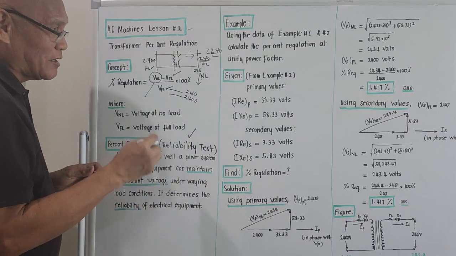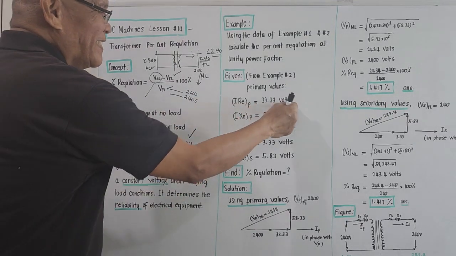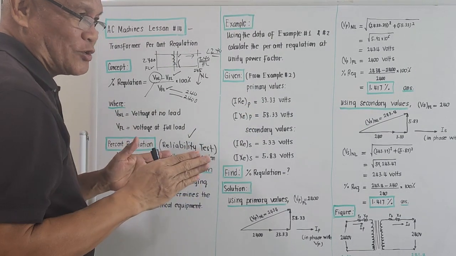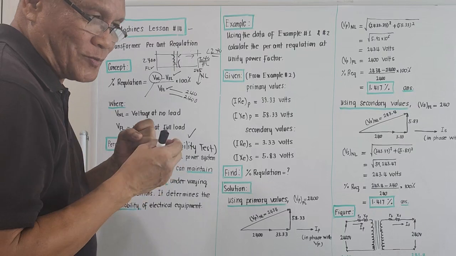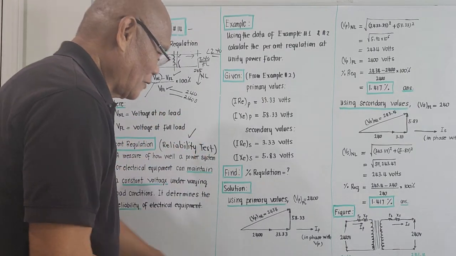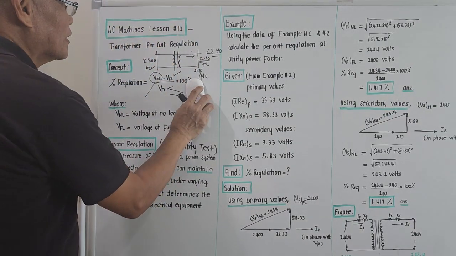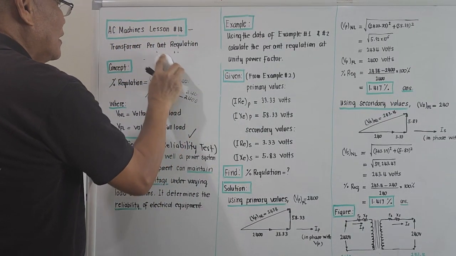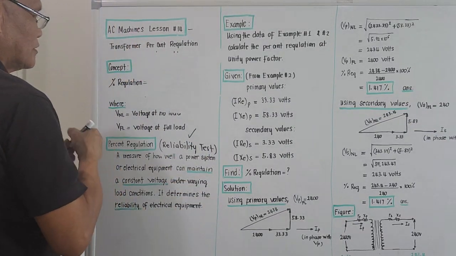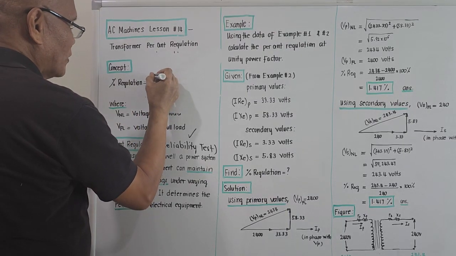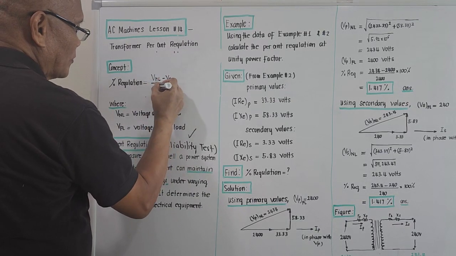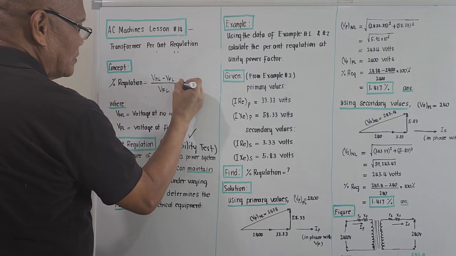Why? Because there are IR drops, right? The voltage drop. Whether we like it or not, there should be a voltage drop due to the resistance of the winding and due to the reactance of the winding. Right? Okay, I will try to erase this one now so it will look good. Okay, I will rewrite this one. It should be voltage at no load minus voltage at full load all over voltage at full load times 100%.